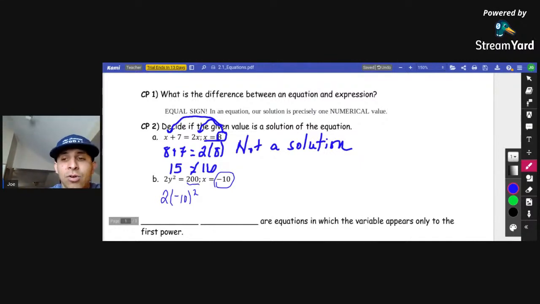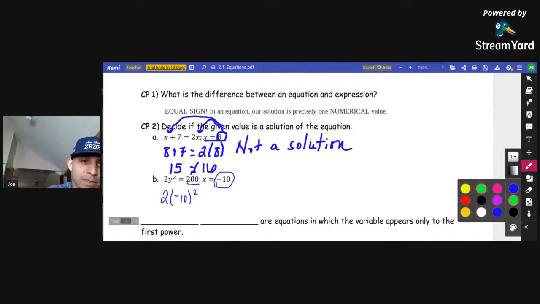Now, we must be very careful here because it requires the use of our order of operations that we should have learned in Unit 1. So I have multiplication, since there's no operation between the 2 and the parentheses. But then I also have an exponent. And according to order of operations, we must employ our exponents before we multiply things. So that's what I'm going to do first. I'm going to circle that.